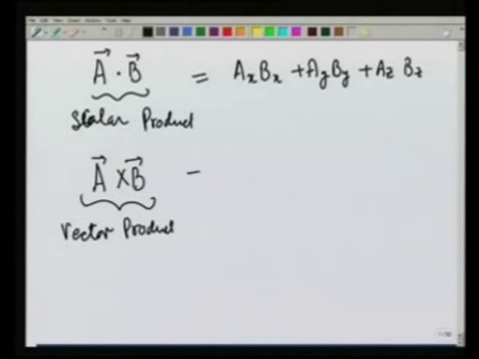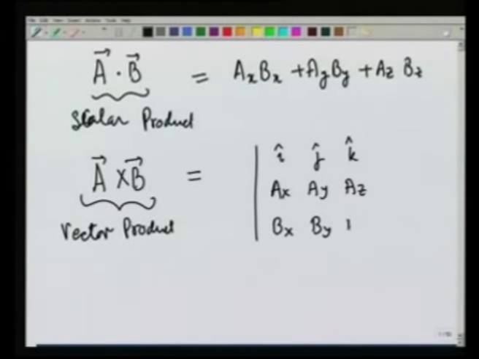In a short way I wrote this as the determinant of A x, A y, A z, B x, B y and B z, and I had asked you to check that this gives the correct answer. We define these two products in this manner because they satisfy certain transformation properties of vector components under rotation. Let us look at these products now slightly more carefully.